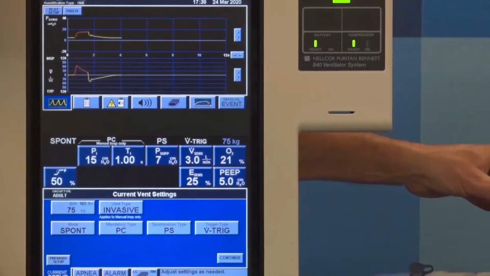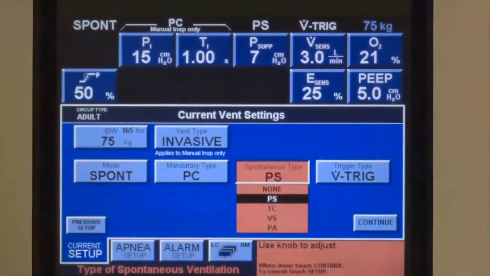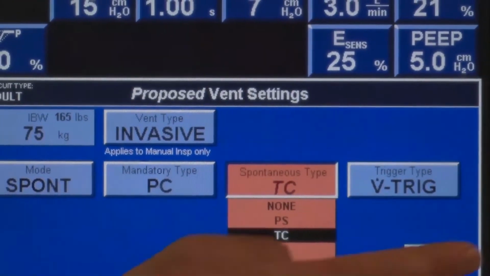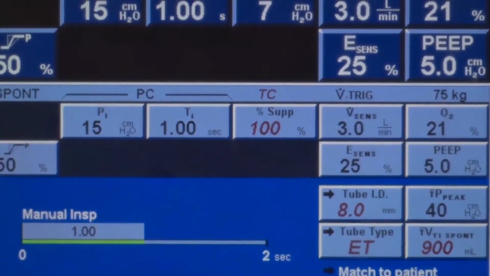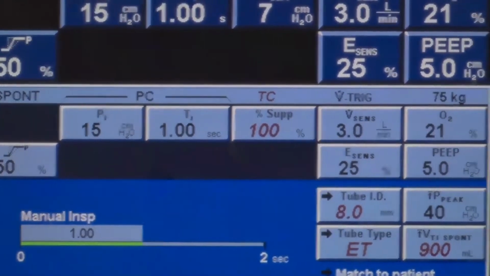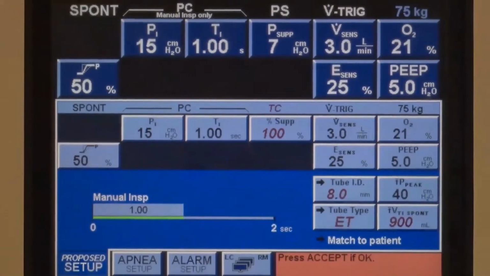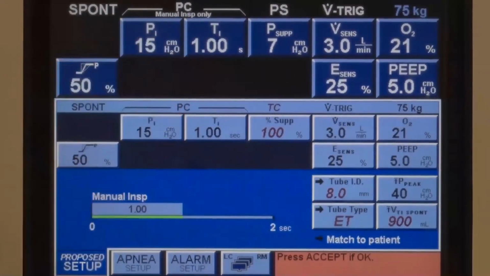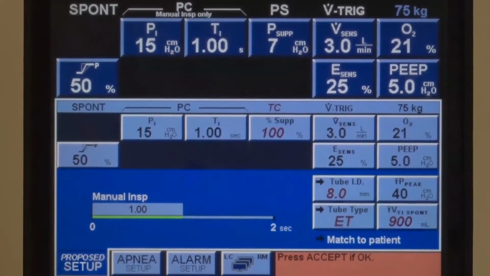Okay, so let's go back and just keep peeling the spontaneous breaths back a little bit. Beneath pressure support is what's called TC. TC is our acronym for tube compensation. So tube compensation has caught on in popularity as a more synchronous as well as simpler way to let the computer manage how much pressure the patient needs.